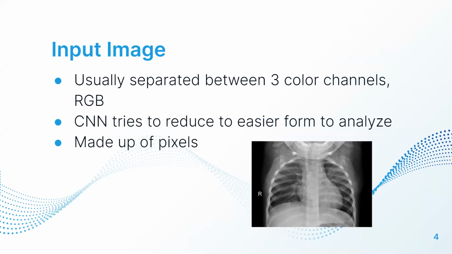The first layer is the input image, and that's basically your exact image. Usually it's separated into 3 color channels, the RGB, which is red, green, and blue, if you don't know about that. Then it tries to reduce the image initially to analyze it. As I talked about, the image is usually made up of pixels, and that's usually what the machine learning algorithm analyzes.